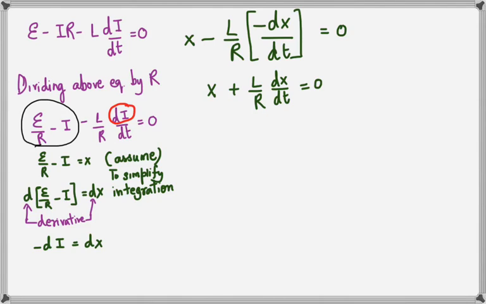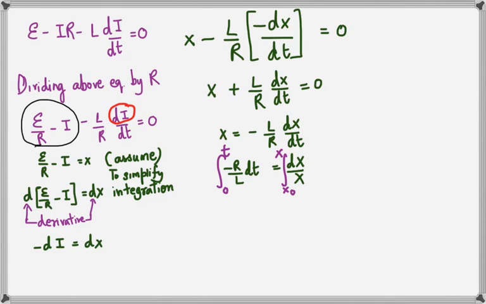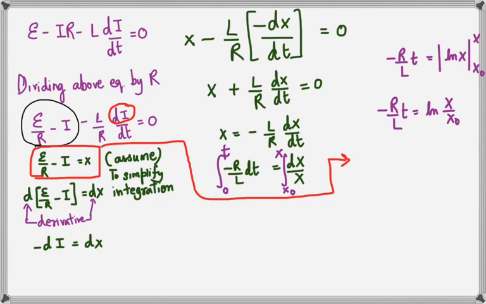We simplify by taking the negative out and making it positive, and rearrange x, dx and dt so that we are able to integrate it. So the equation is minus R over L dt equal to dx over x. We integrate it from the limits 0 to t, and on the right hand side the limits are from x0, which is the initial value of x, to the final value of x.